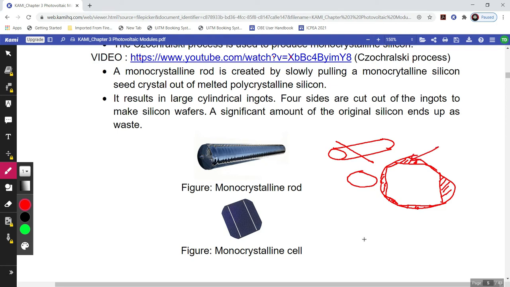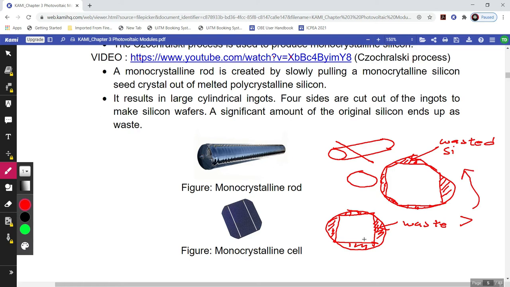So all this the wasted silicon. Why they choose this shape? Let's say you choose a perfect circle, perfect square. Of course, the waste is more than this one. Okay. So this waste is greater than this kind of shape.